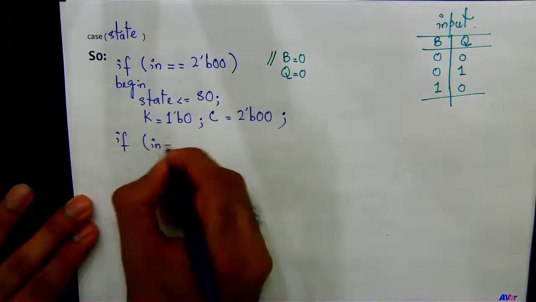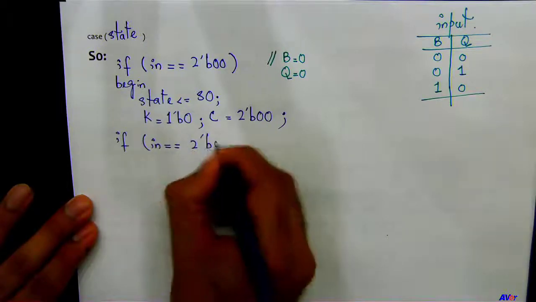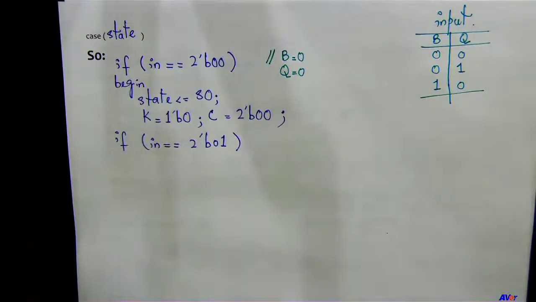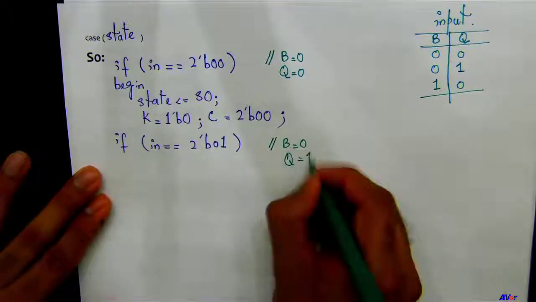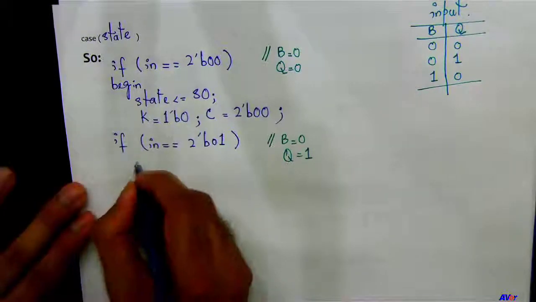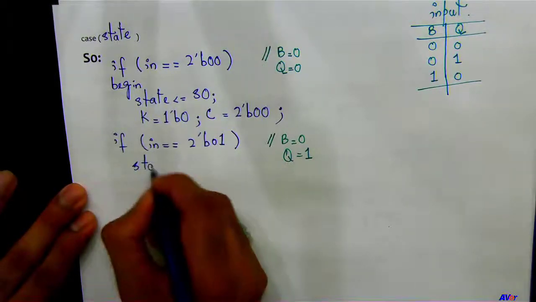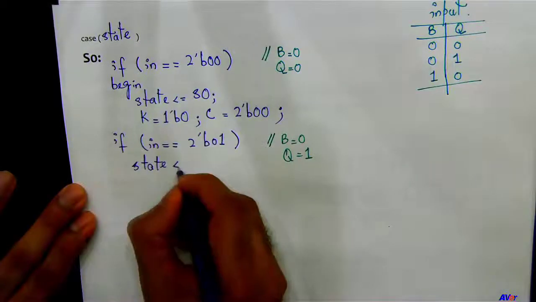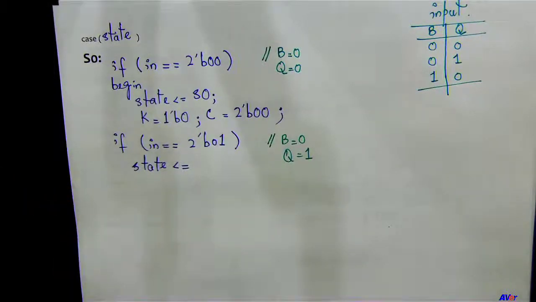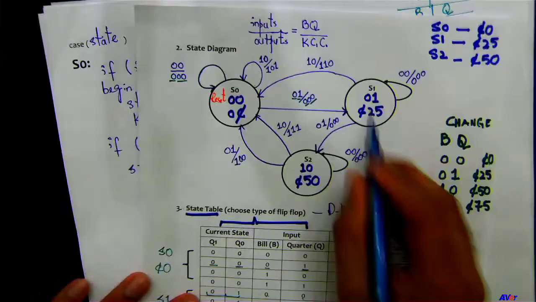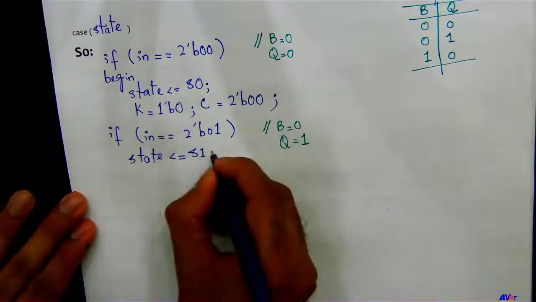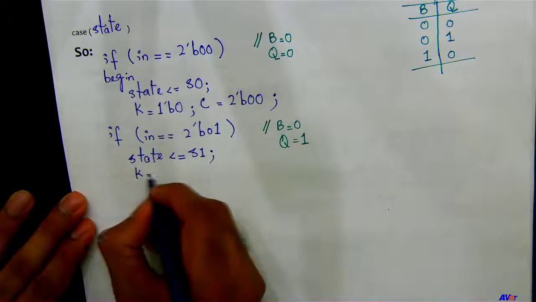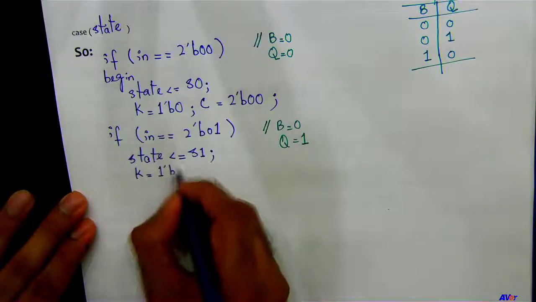in is 2'b01. What does this mean? Bill is 0, but quarter is 1. So state gets what here? State gets to what state? Next state, right? Which is 25 cents. And 25 cents is what? 25 cents is S1, correct? Okay, semicolon. What should happen to the outputs? Both should be zero.